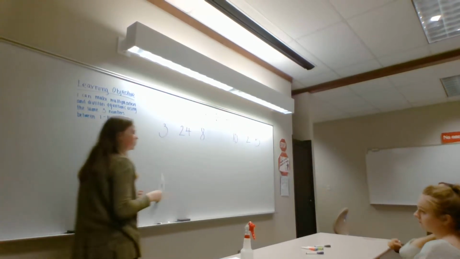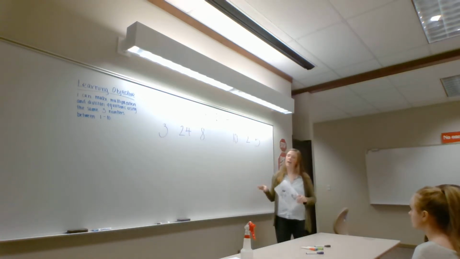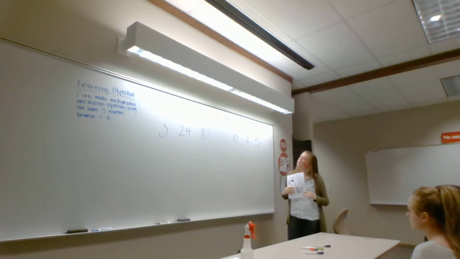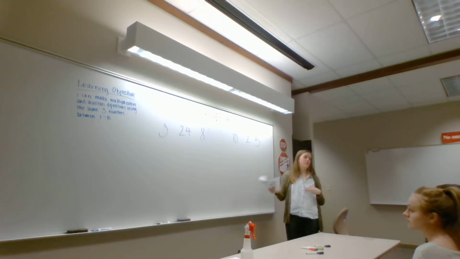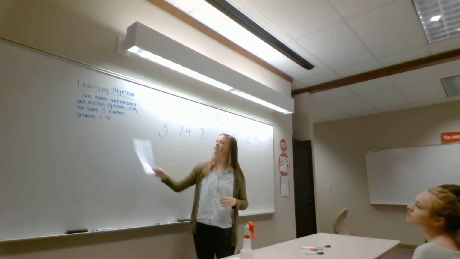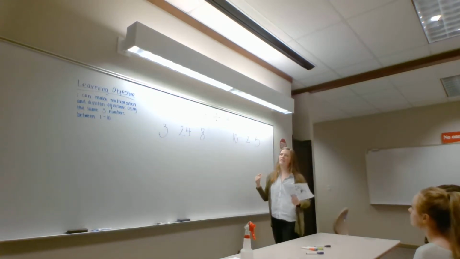Students, so last week we kind of started talking about multiplication and division and how we divide a large number into smaller groups and the objects within those groups. This week we're going to talk more about multiplication and division, and our learning objective is: I can make multiplication and division equations using the same three numbers between 1 and 10.